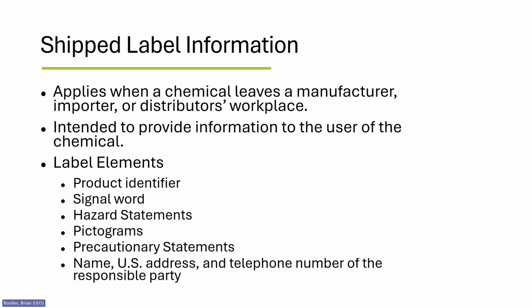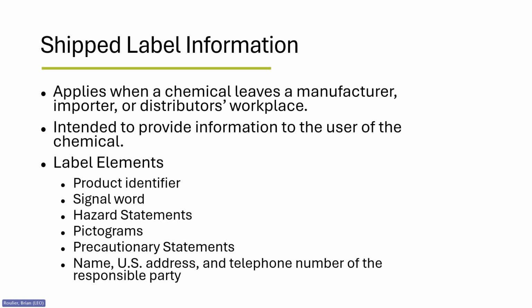Containers which are sent from the manufacturer or distributor to another facility are considered shipped containers. Shipped containers require specific information to be on the label, which is affixed to the chemical container. These labels must remain on the container during shipping and while being stored or used at their end destination. These labels shall not be removed or defaced and must remain legible.